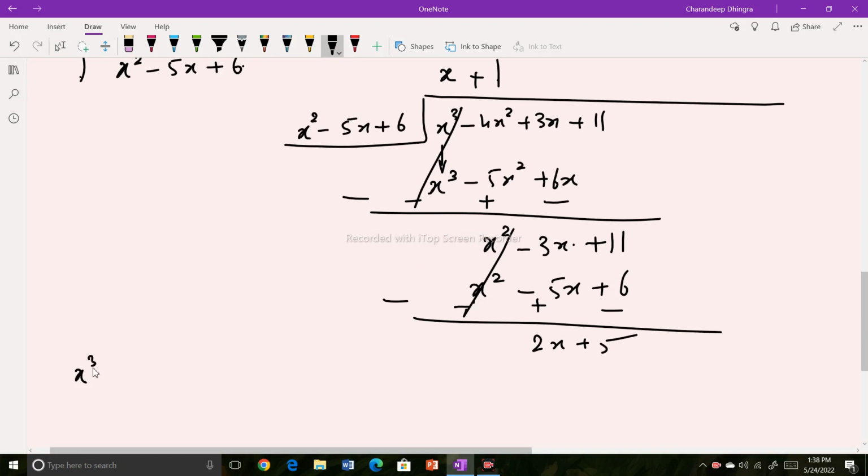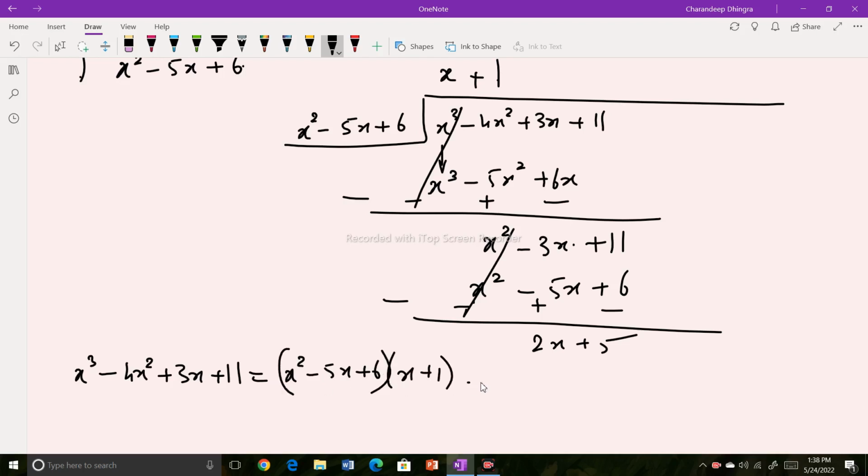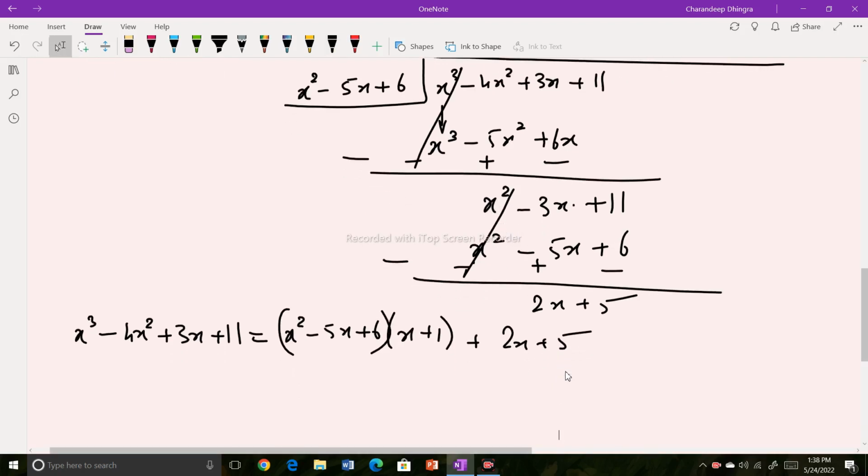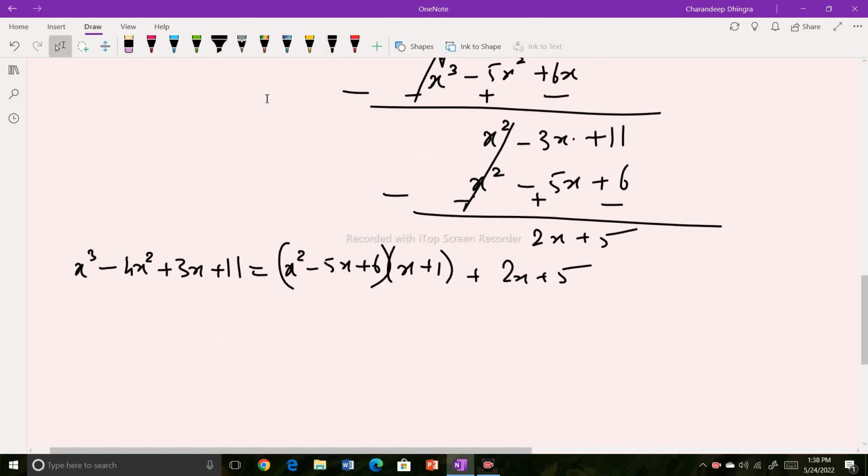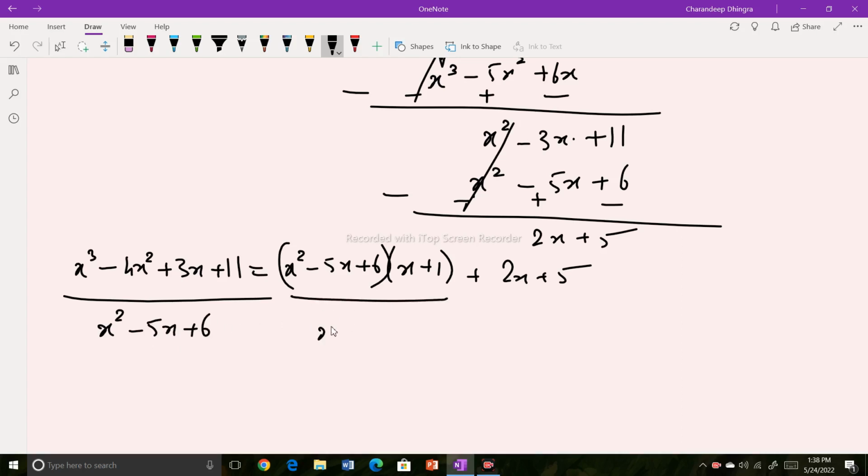So we'll exactly use that formula. So we have x cube minus 4x square plus 3x plus 11 is equal to divisor into quotient plus remainder. So we got this. Now the original question was that this cubic expression had this in the denominator. So I'll divide throughout by this term x square minus 5x plus 6, and here we have x square minus 5x plus 6. Now this is the original question.